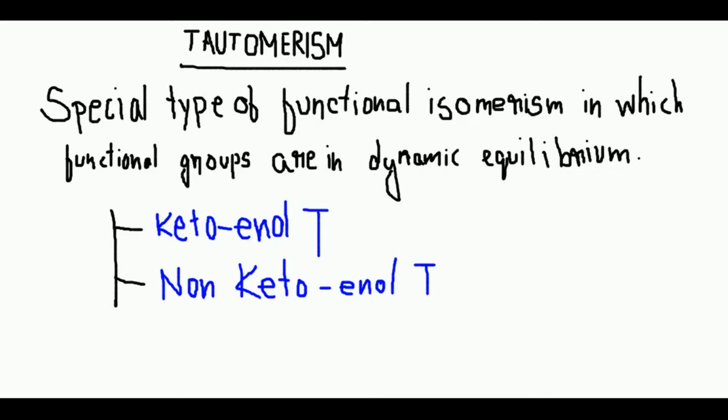So first we'll see what is tautomerism. Tautomerism is a special type of functional isomerism in which functional groups are in dynamic equilibrium. Then I'll tell you what is the meaning of this later. Now let's see the two types of tautomerism. First is keto-enol tautomerism and another is non-keto-enol tautomerism.